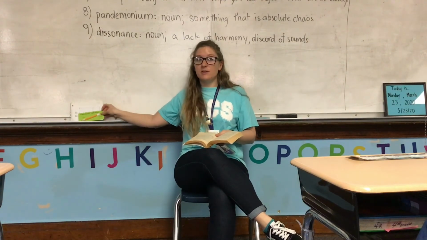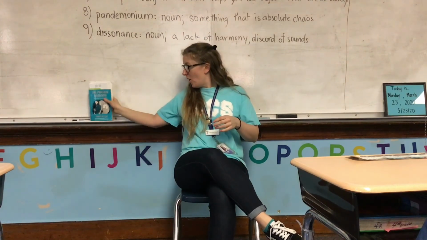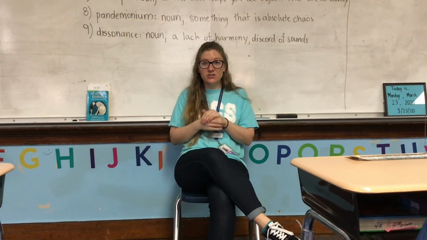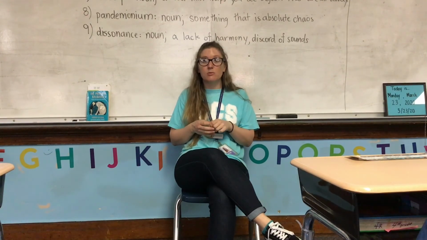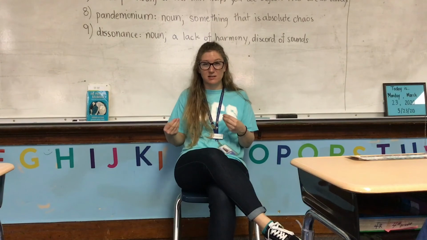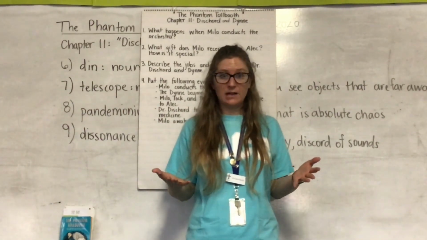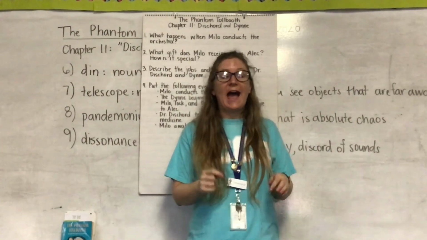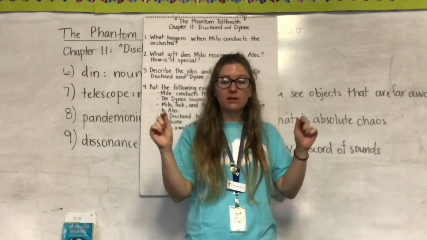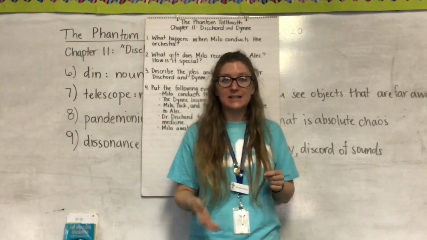Okay, right now what you need to do is get out your reading journal, open to a new clean page, and get ready to answer questions. Remember, you may use your book, but try to use it as little as possible. Make sure that you're not skipping pages. At the top, write the title, The Phantom Tollbooth, Chapter 11, Discord and Din, and today's date.